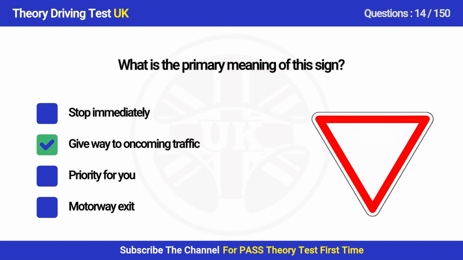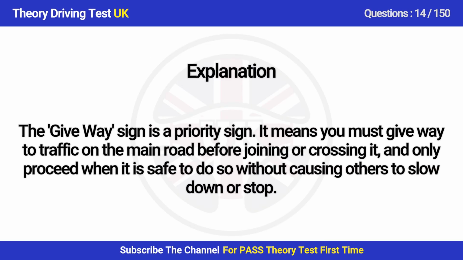Answer is B. Give way to oncoming traffic. The give way sign is a priority sign. It means you must give way to traffic on the main road before joining or crossing it, and only proceed when it is safe to do so without causing others to slow down or stop.